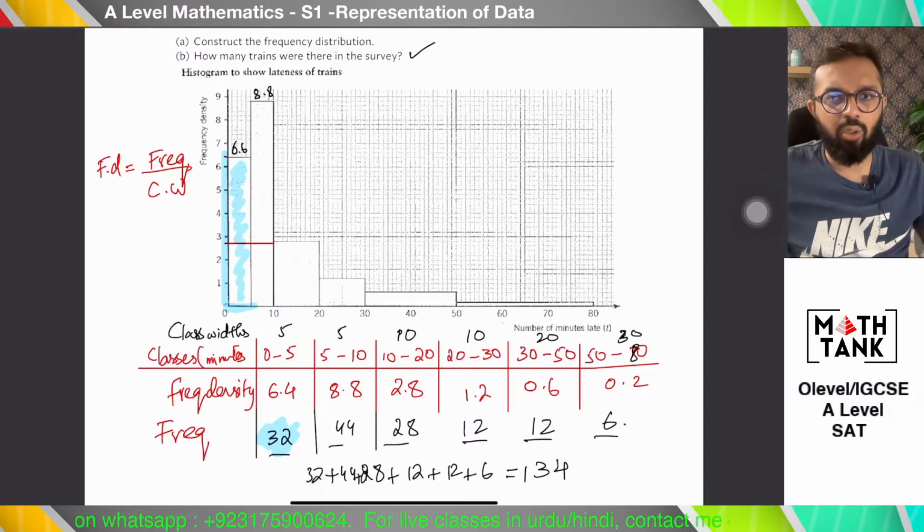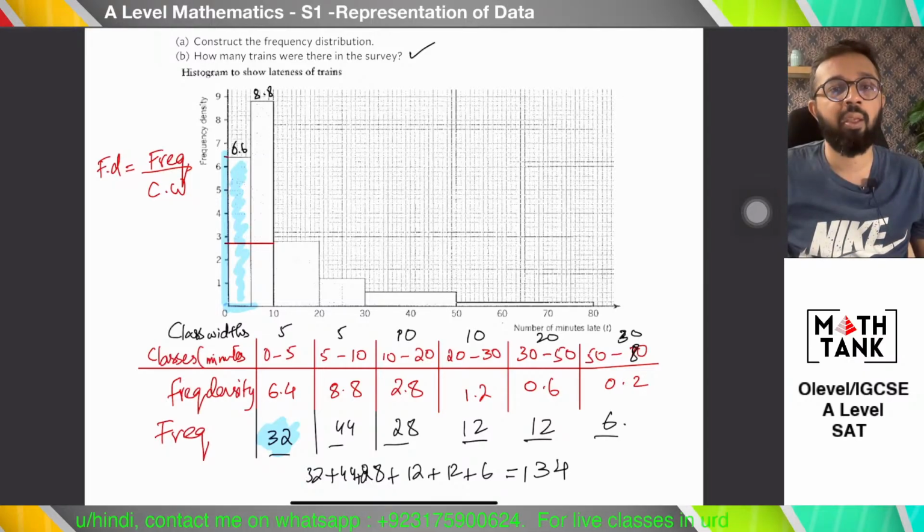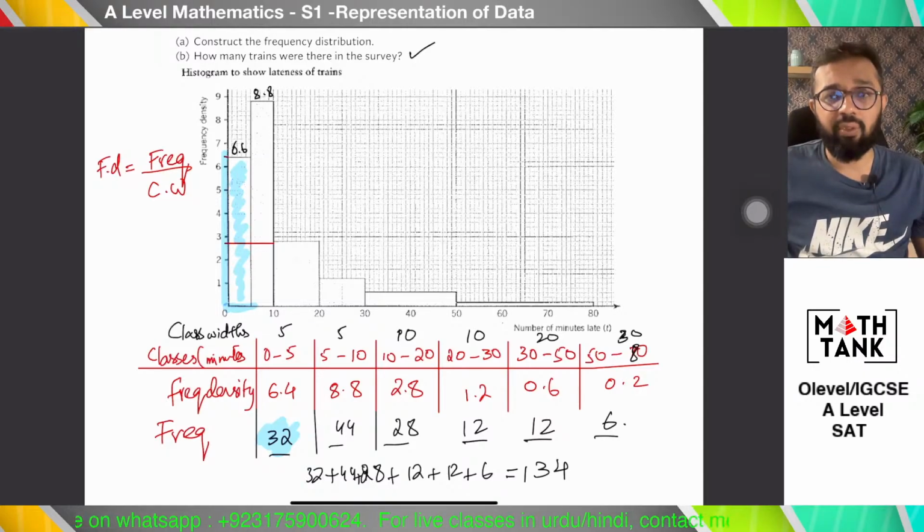Representation of data is a very long topic. I've just done 1/4 of the topic with you right now. This is representation of data part 1. उसका भी अभी first half हुआ है. Not exactly the first half. There's a lot to go on right now, and we'll talk about that in the next class.